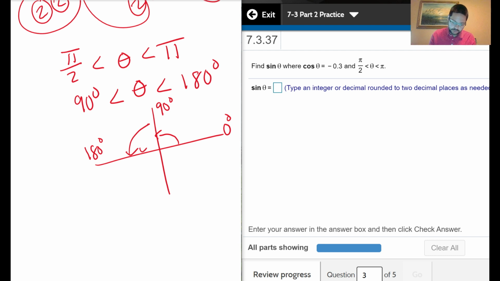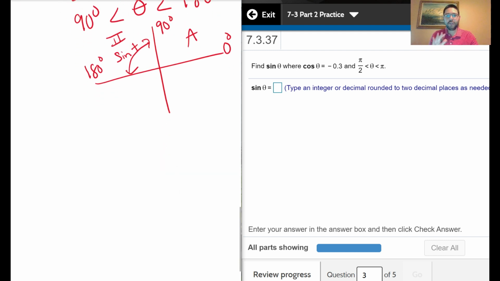So this means now that we know that we're in quadrant 2, remember all students. So this means that sign is positive here. Since we're in quadrant 2, there is no negative in my answer. My answer is going to be completely positive. All right, so now that we know that it's positive, you can use the Pythagorean identity.